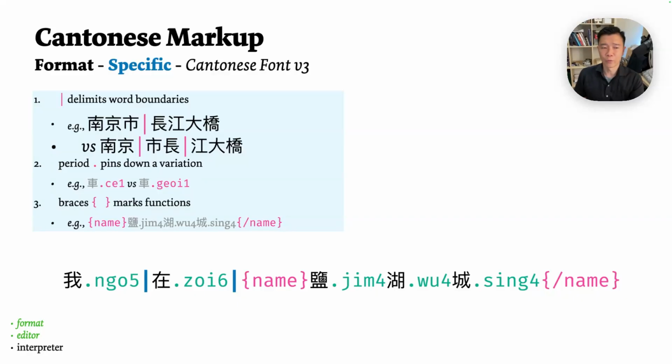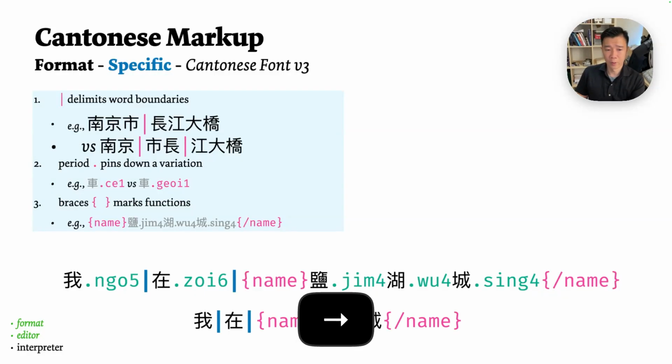How often do you read 我, the character meaning I, in some other pronunciation? Very, very infrequently. The same is true for 在, 鹽, 湖, 城. So if we accept some kind of a default reading, we can compress that down and say 我在鹽湖城. This is a short form. Now it becomes very readable, and all it needs is for our grapheme to phoneme engine to provide a default.